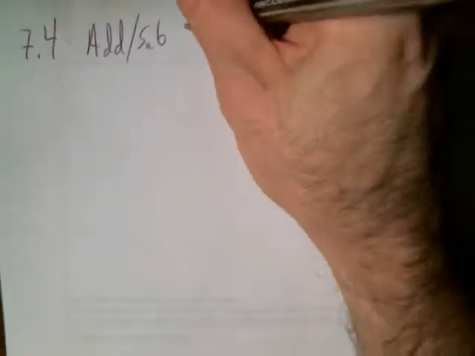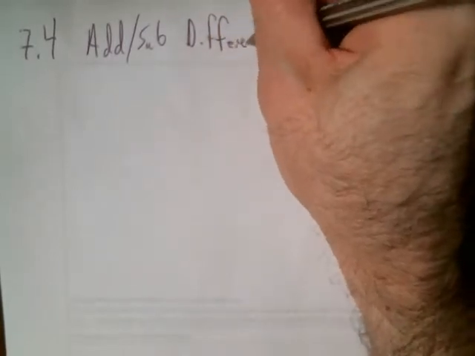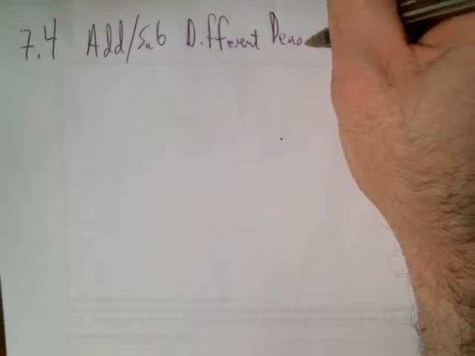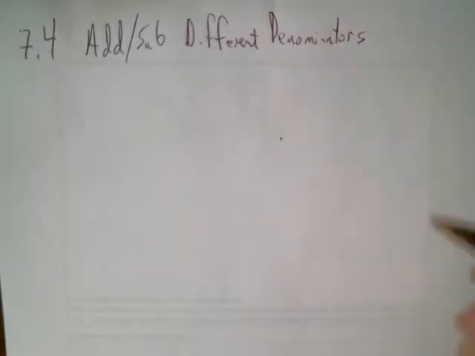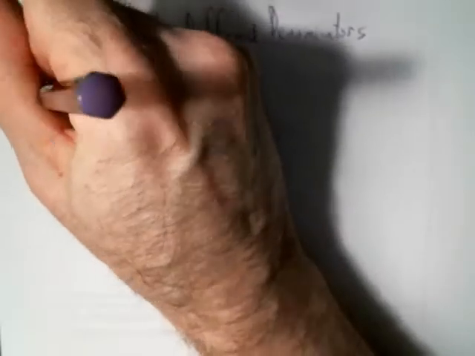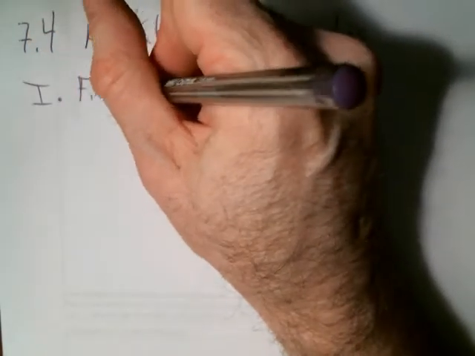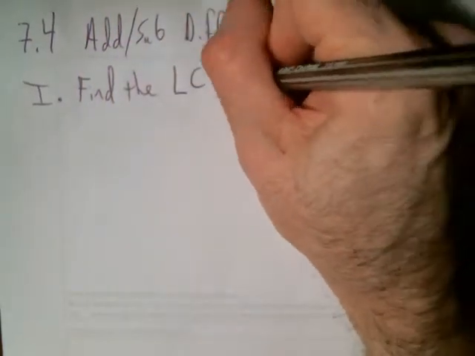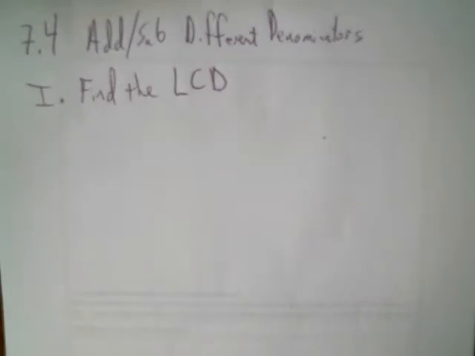Okay, welcome back. Last time we worked with adding and subtracting rational expressions with the same denominator. Now we want to look at adding and subtracting rational expressions with different denominators. So the first issue is to match up their denominators. In other words, find the least common denominator, which I'll just write as LCD.